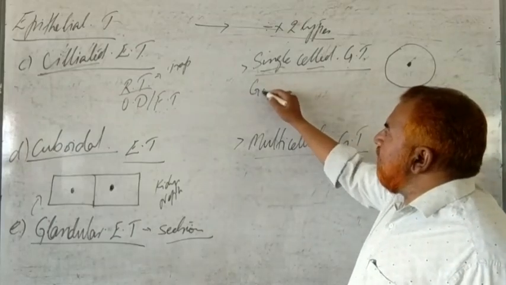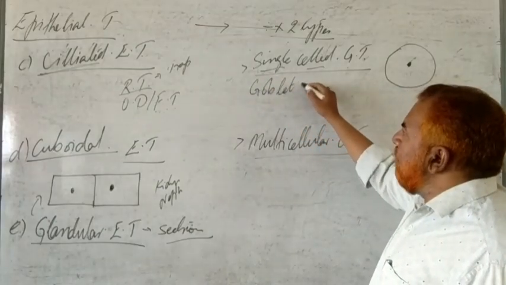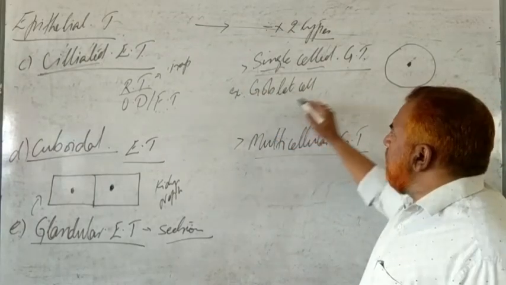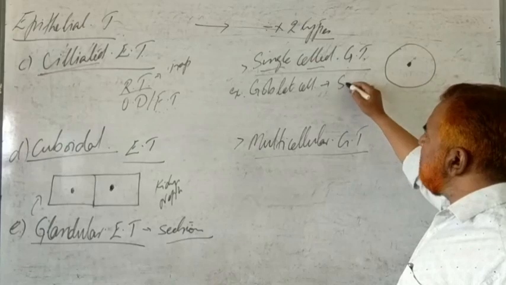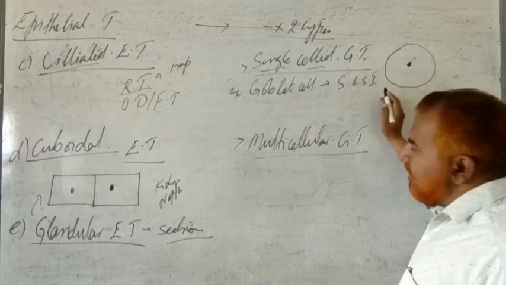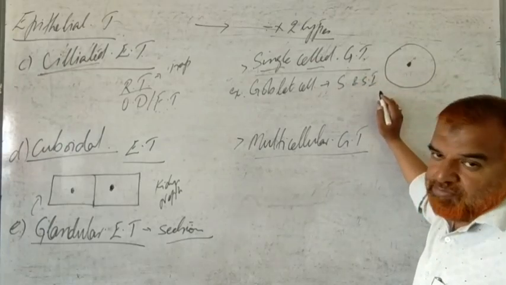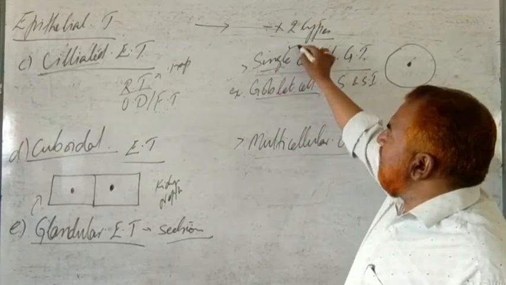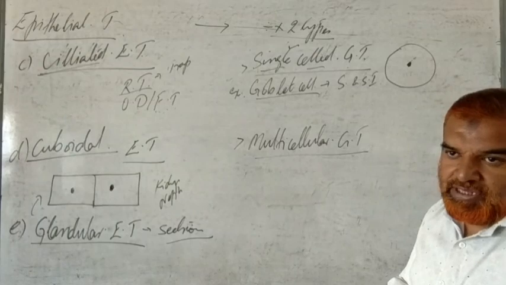Example, goblet cell. It is found in the stomach and small intestine, and it secretes enzymes and a little bit of mucus. Goblet cell is a classical example of single-cell epithelial tissue.